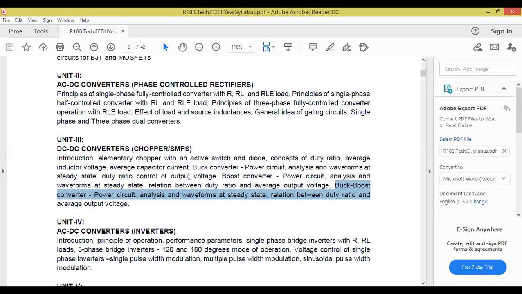They can also ask you to classify the choppers: Class A, Class B, Class C, Class D and Class E. We have taken the pretest. So three units we have done.